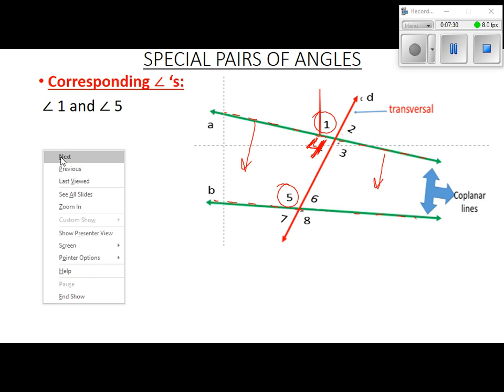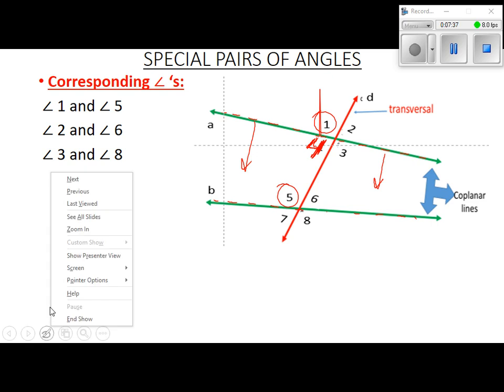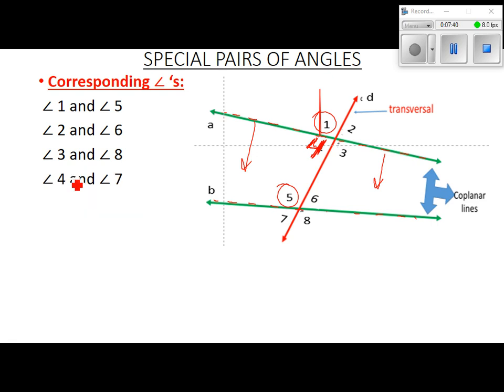The other corresponding angles, angle 2 and angle 6, angle 3 and angle 8, and angle 4 and angle 7. So there's 4 pairs of corresponding angles. Now right now, without these lines being parallel to each other, those angles aren't anything special, but when we get to the parallel lines, then they will be special to each other. And we'll talk about that. But for corresponding angles, you smash the 2 lines together and they come down.